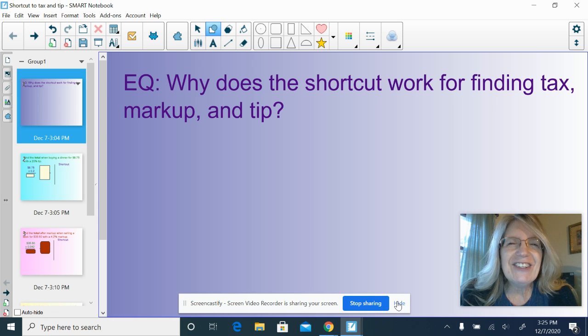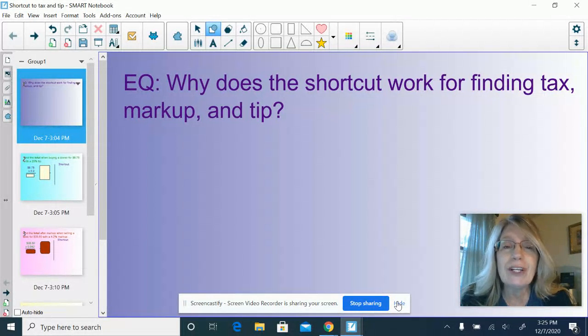Alright, hi. This video serves two purposes. One is I had a lot of questions after the last video on the process, so this will be partially a review of the last concept, but it's also the purpose to show you the shortcut. And don't we all love shortcuts? But I do want you to understand why the shortcut works.